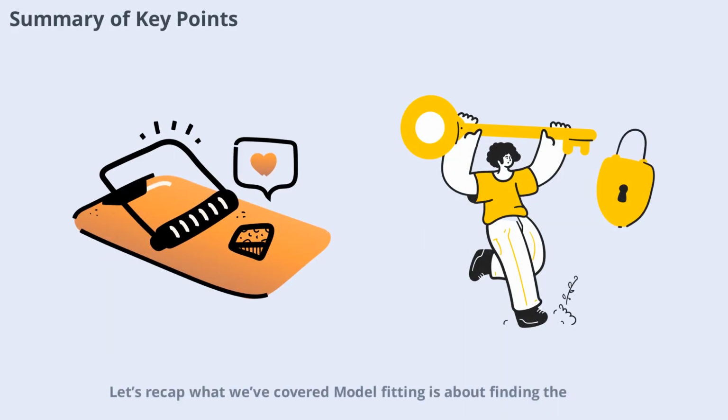Let's recap what we've covered. Model fitting is about finding the best mathematical relationship between inputs and outputs. It involves choosing the right model, preparing data, evaluating performance, and avoiding common pitfalls like overfitting and underfitting. Mastering these fundamentals sets you up for success in data science.